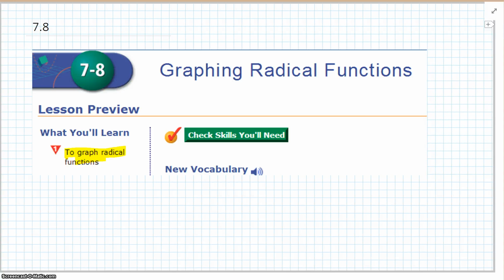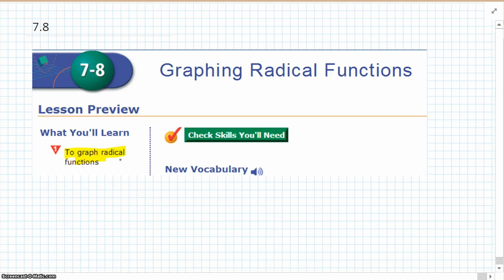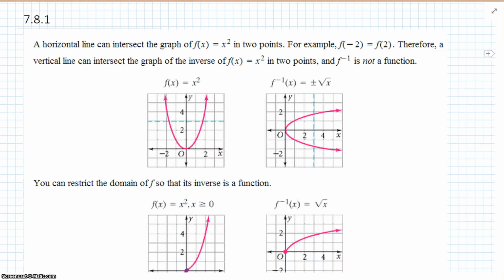Algebra 2, Section 7A, Graphing Radical Functions. In today's lesson, we're going to learn how to graph radical functions.